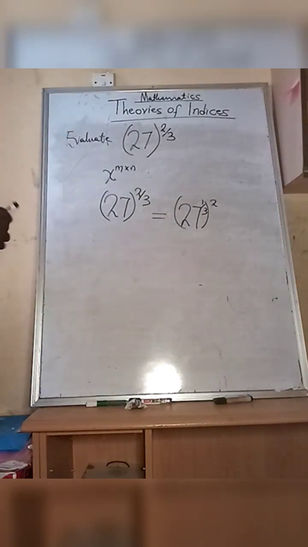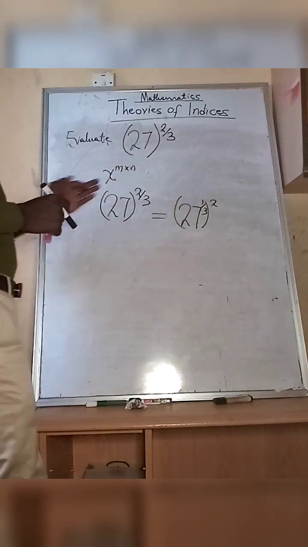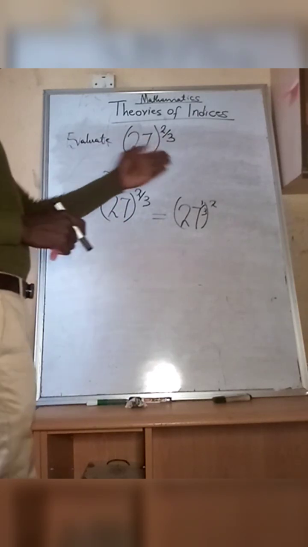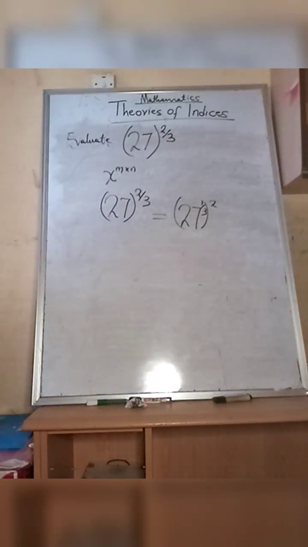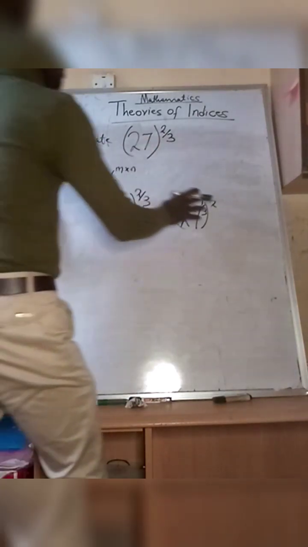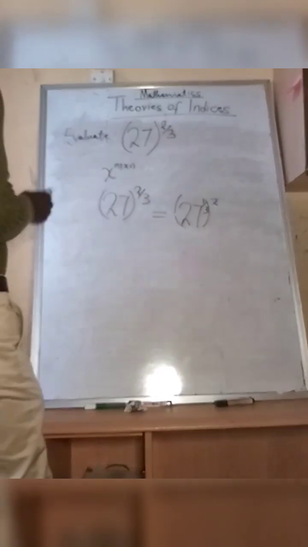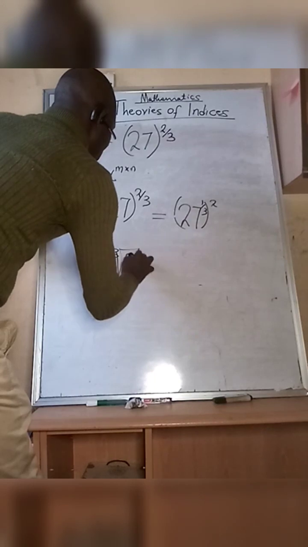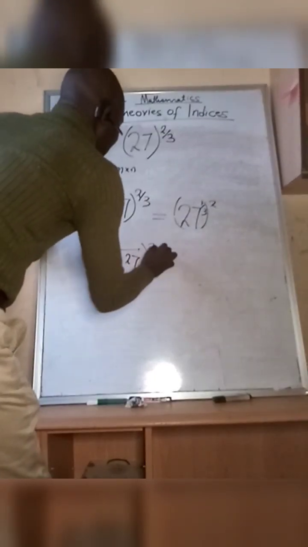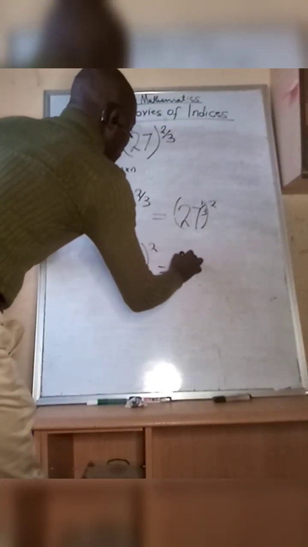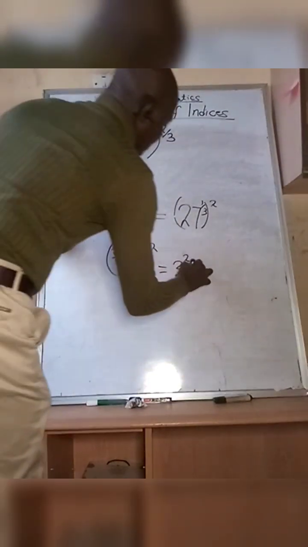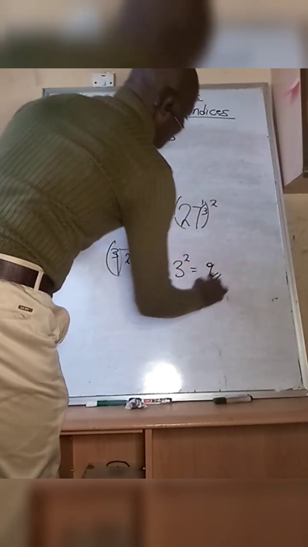Having said so, it occurred immediately to me that this could be split into two, 1 over 3 and 2. So, having split it into 2, it now suggests to me that I will simply find the cube root of 27, which is possible, then I'll square it. And that is going to give me 3 raised to the power 2. If I am not told to leave the answer in index form, then it's going to give me 9.